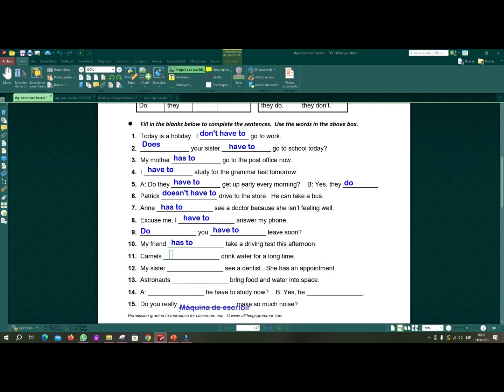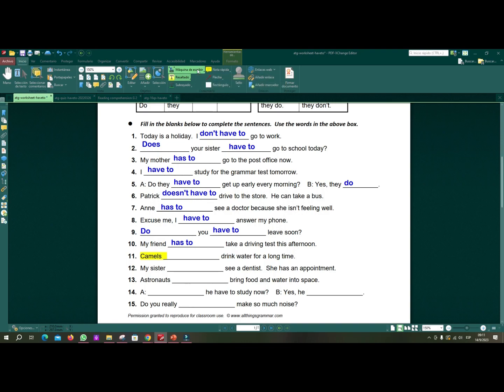11. Camels drink water for a long time. Has to? That is plural. But what do you know about the camels? Do you know camels? Drink water for a long time. What is always said about camels? They resist a lot, right? Without drinking water.